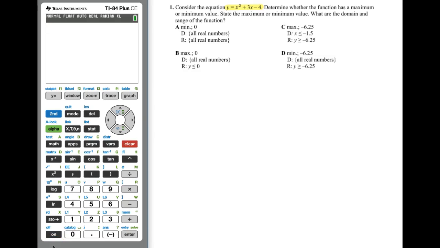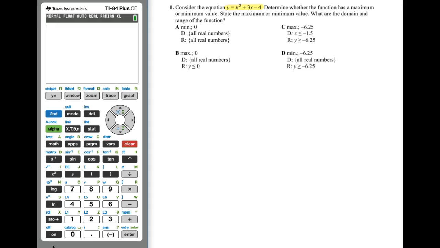All right, let's look together at number 1. It says consider the equation y equals x squared plus 3x minus 4. Our job is to determine whether the function has a maximum or a minimum value. Then we need to state that maximum or minimum value, and then find the domain and range of the function. So quite a few things to look at here.